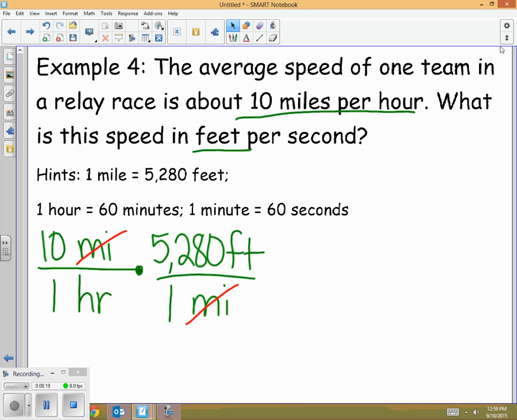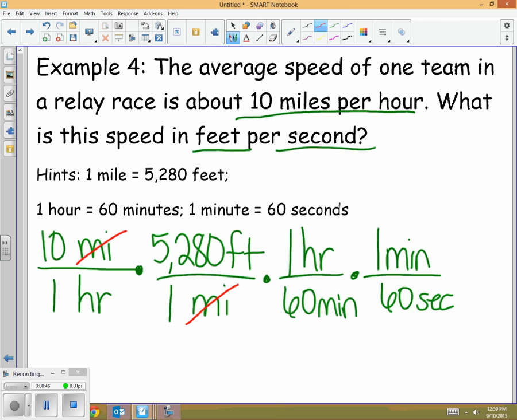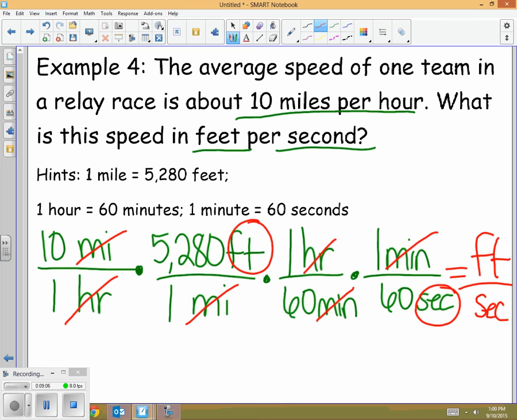However, we need to convert it to feet per minute, and then feet per second to get to our final answer. I know that in 1 hour, there are 60 minutes. And I know that in 1 minute, there are 60 seconds. Again, make sure your units cancel out. Minutes cancels out with the minutes. Hours cross-cancel with hours. The only unit that is left on top is feet. And there's the bell. And the only unit in the denominator is seconds.